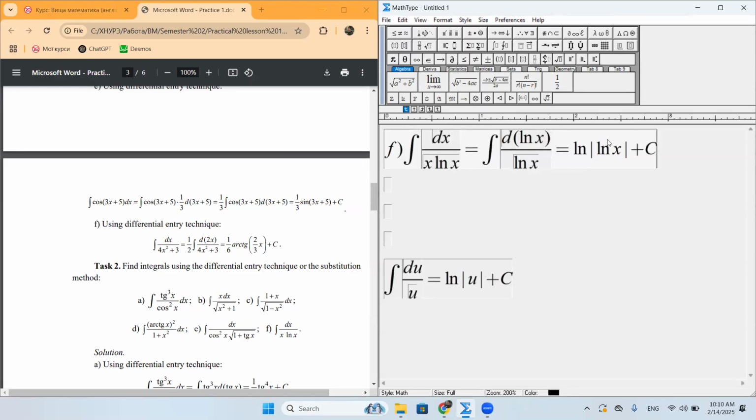So any questions about this task? No questions. Okay, if no questions, let's have a break for 5 minutes. And after that, we will integrate by parts.